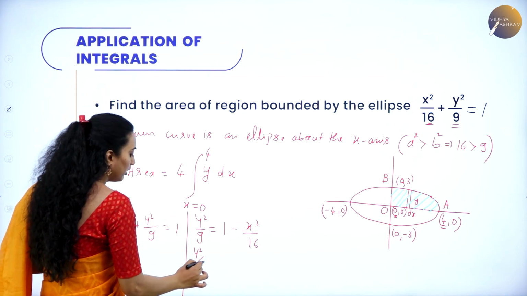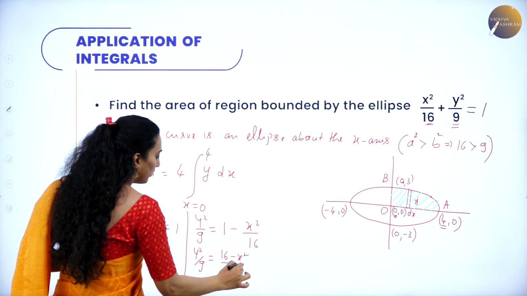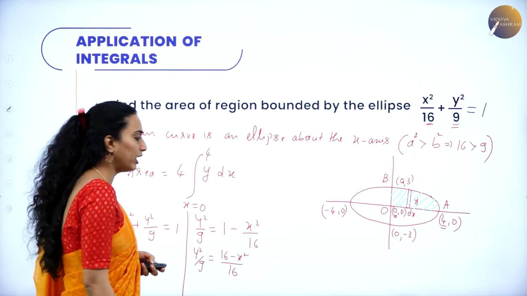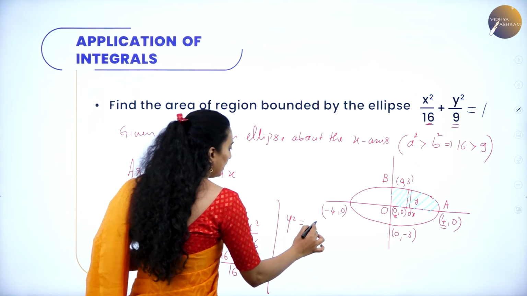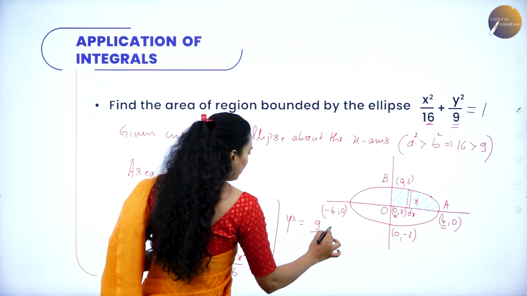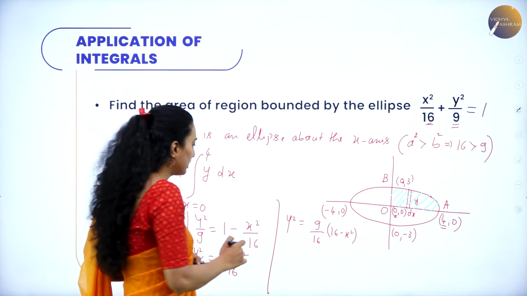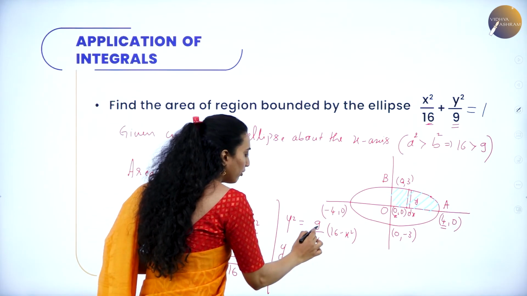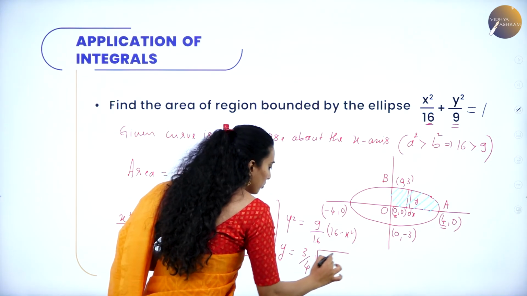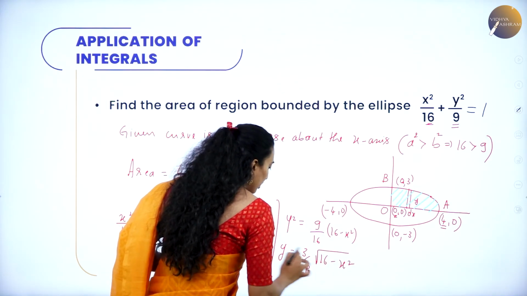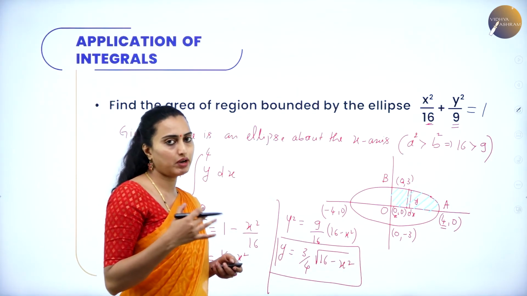So y squared divided by 9 is equal to 16 into 1 is 16 minus x squared, divided by 16. Now I am going to cross multiply: 9 y squared is equal to 9 divided by 16 into 16 minus x squared. Now I am going to take the root to that side. So y is equal to square root of 9, which is 3, divided by square root of 16, which is 4, into under the square root 16 minus x squared. So y can be written as 3 by 4 into under the root of 16 minus x squared.